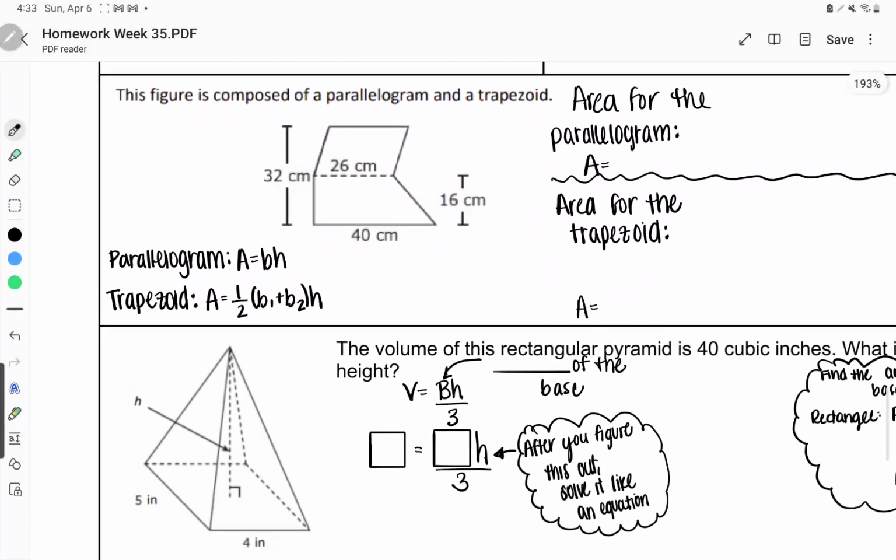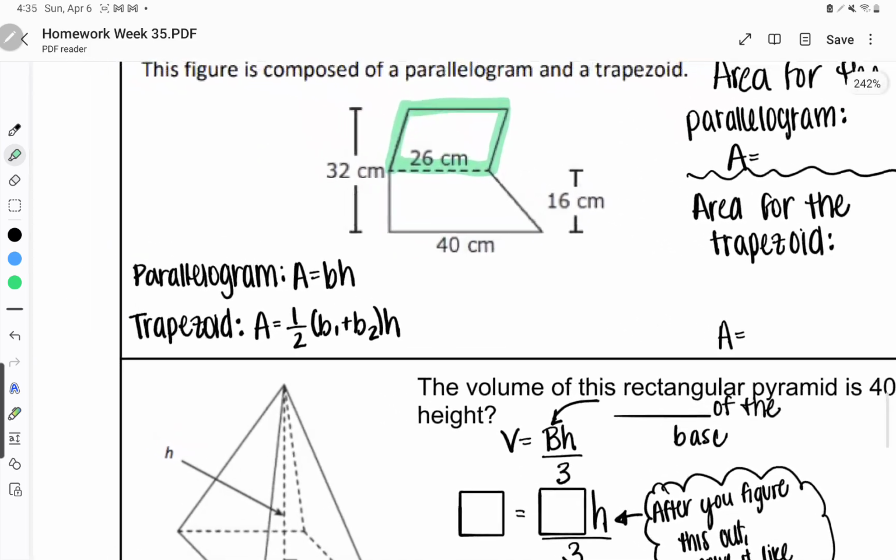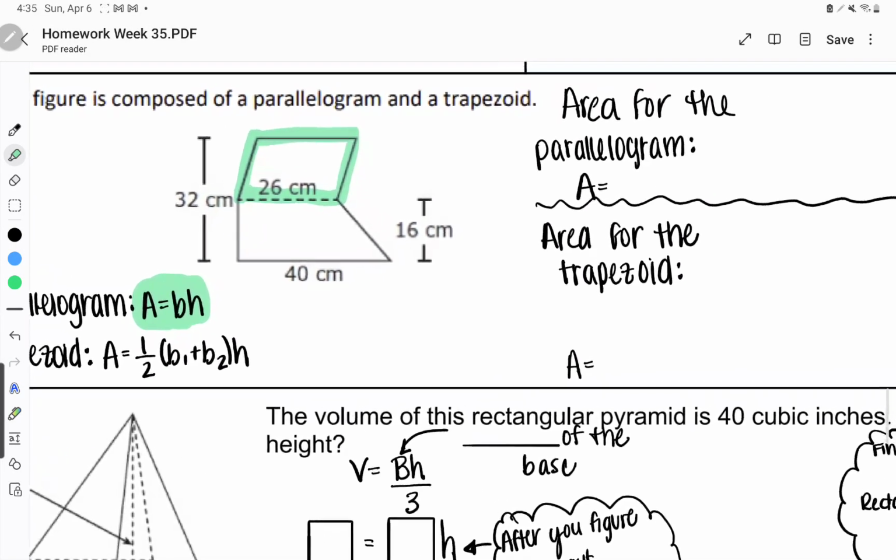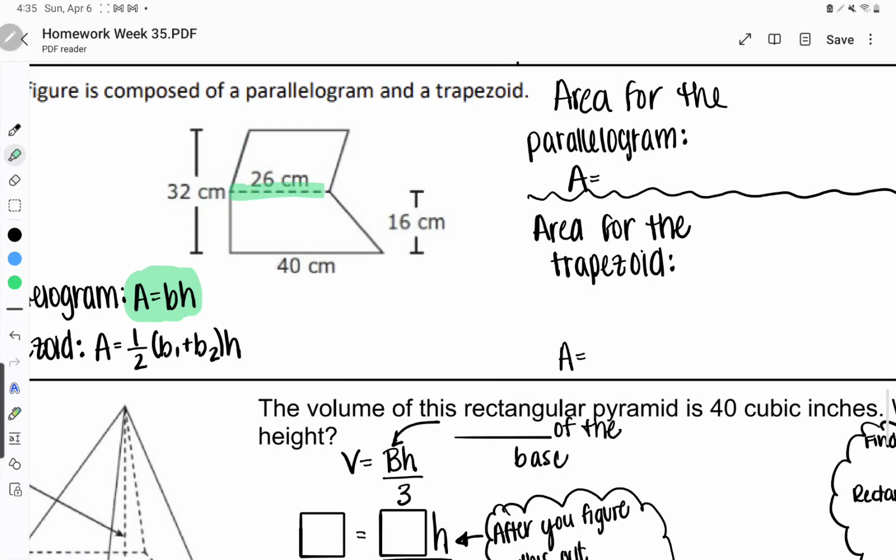This one says the figure is composed of a parallelogram and a trapezoid. So we have right here a parallelogram, and I know that my area for a parallelogram is area equals base times height. Well, I see that my base is 26, and then my height would be this right here.